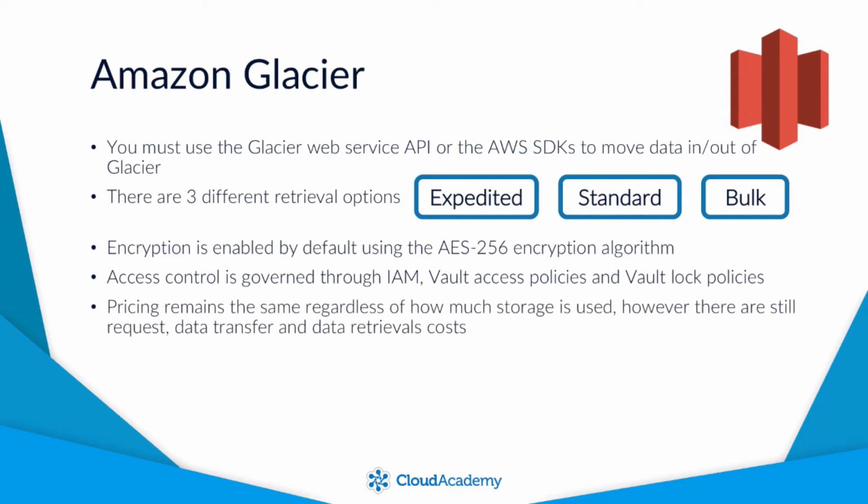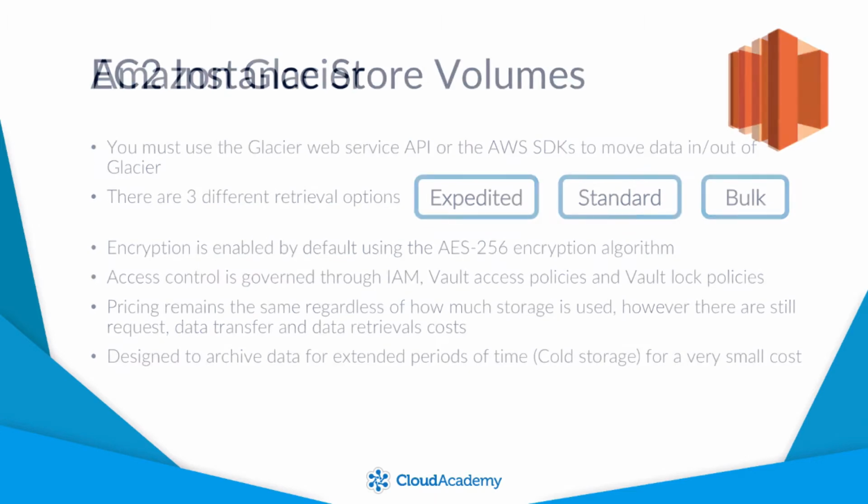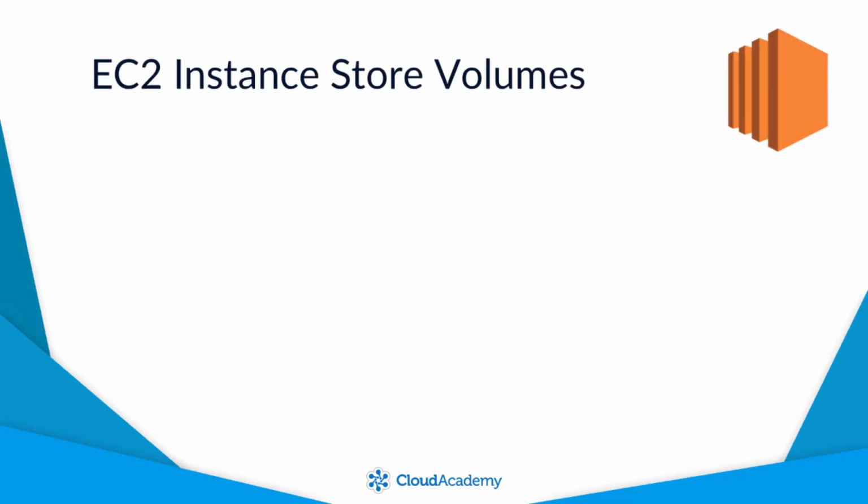And there is a flat pricing structure for data stored in Glacier, regardless of the amount of storage used. However, there are still request, data transfer, and additional costs relating to the amount of data retrievals made. And Glacier is designed to archive data for an extended period of time in cold storage for a very small cost. After Amazon Glacier, I then looked at the storage directly attached to EC2 instances themselves, known as instance store volumes.